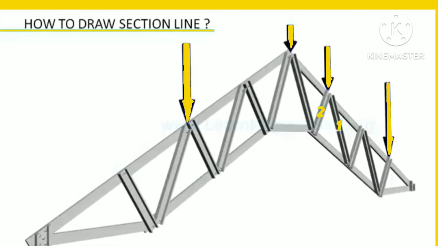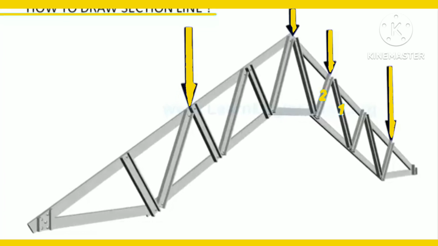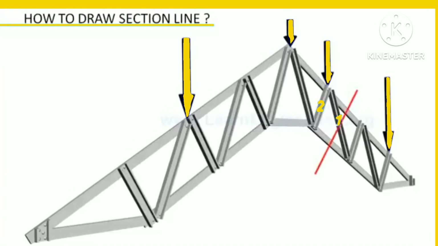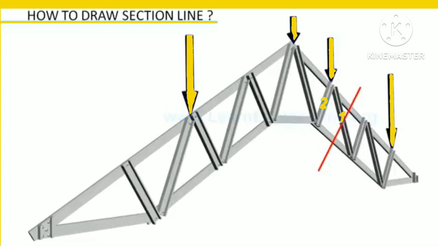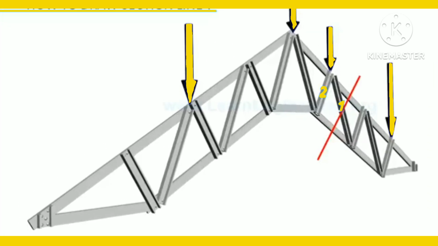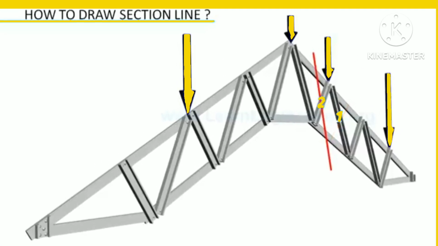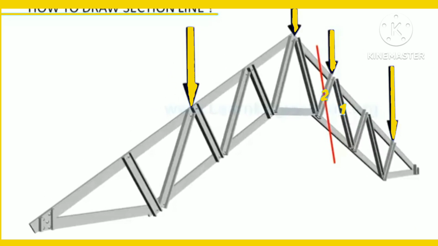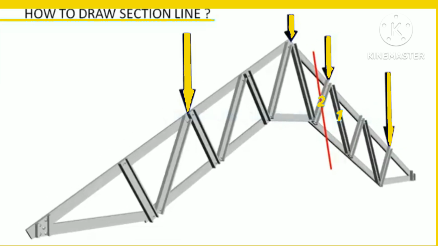Let's see a few examples for drawing section lines. For this case, if you want to determine force in member 1, we can draw the section line like this. This line is passing through only 3 members, so this line is good. If you want to determine force in member 2, we can draw section line like this. Here again, the line is cutting only 3 members, so we can solve for the unknown forces.